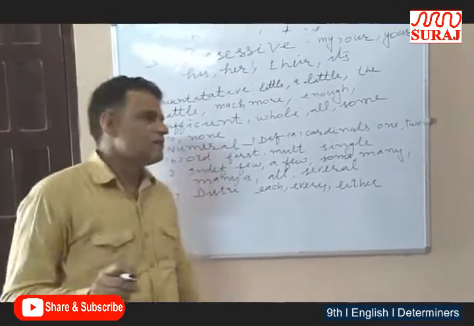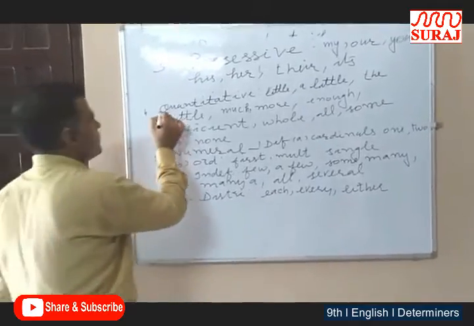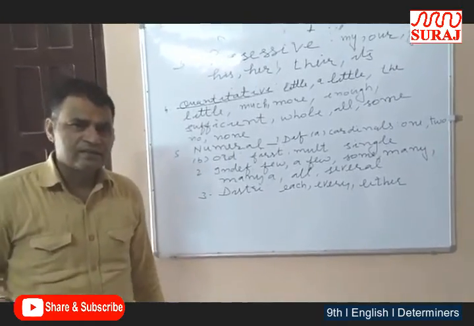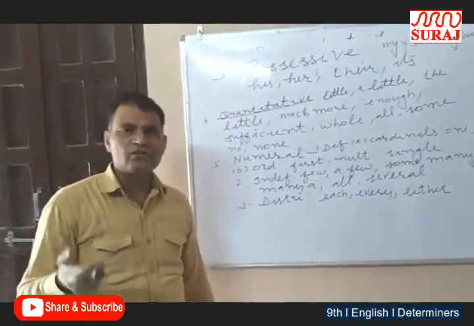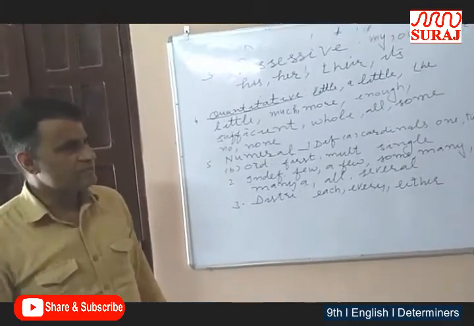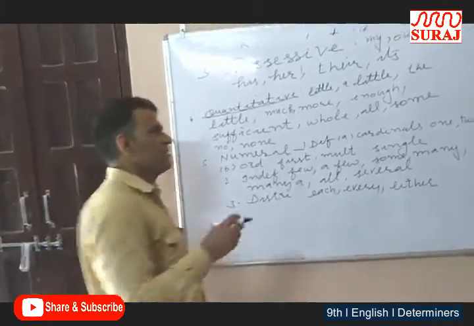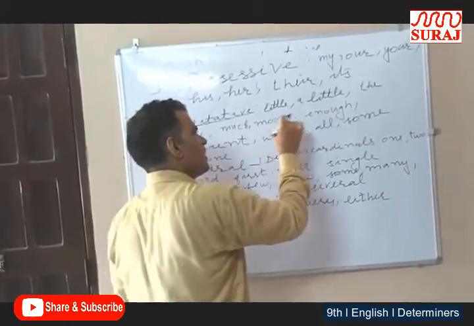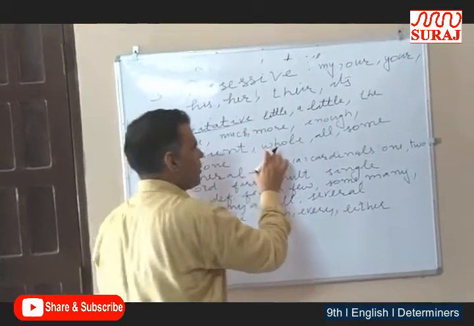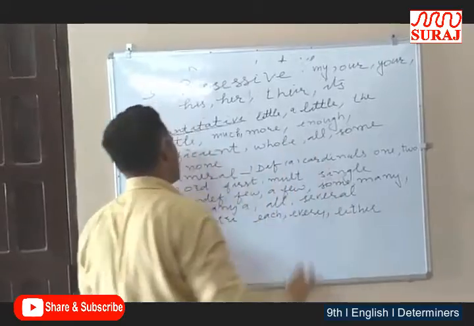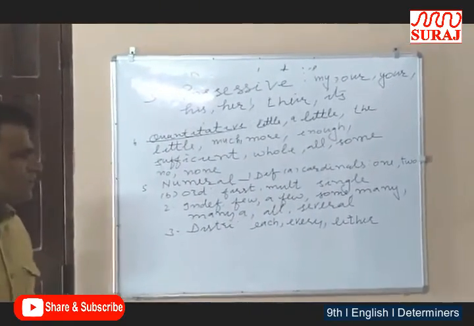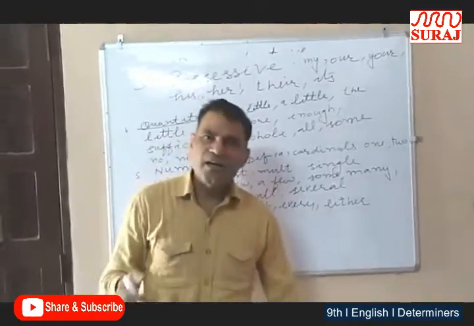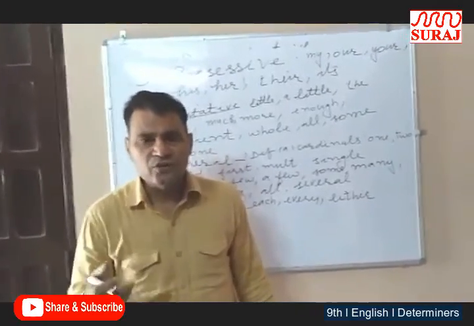Now let us come to the fourth type of determiners, that is quantitative determiners. Quantitative determiners tell us about the quantity of a noun, quantity of a thing. These determiners are little, a little, the little, much, more, enough, sufficient, all, some, no, none. Quantitative determiners are used before uncountable nouns to show the quantity.